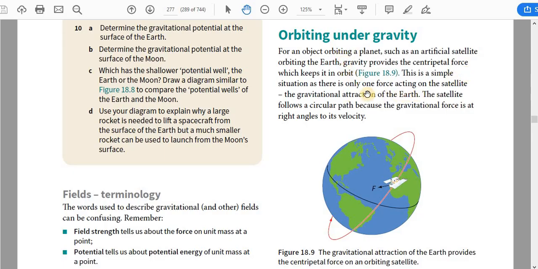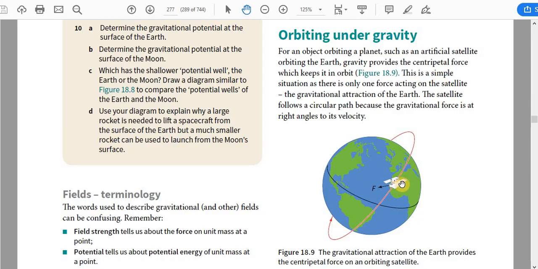So for an object orbiting a planet, such as an artificial satellite orbiting the earth, gravity provides the centripetal force which keeps it in orbit. In the previous chapter, the chapter before this one, we learnt about circular motion. Then we learnt about centripetal force and centripetal acceleration. Centripetal force is always directed towards the center of the circle, and it can take different forms.